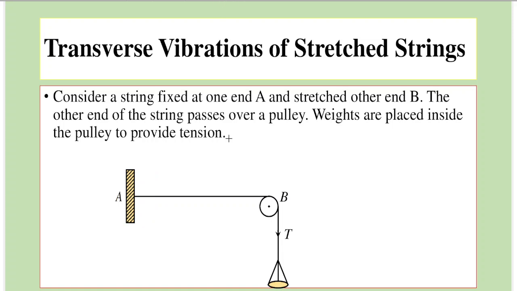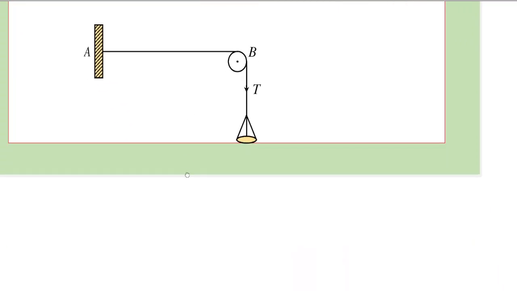So we can assume that this is like a case where two ends of the string are fixed and some tension acts in the string. We need to find out what are the frequencies possible in this case. Let the length between the two ends be L. Here we'll find out what are the possible modes or frequencies of vibration.